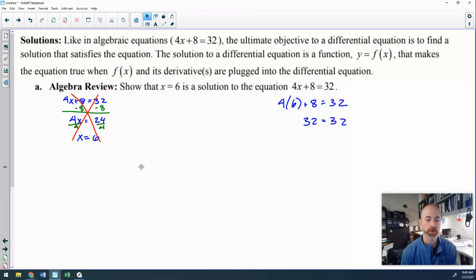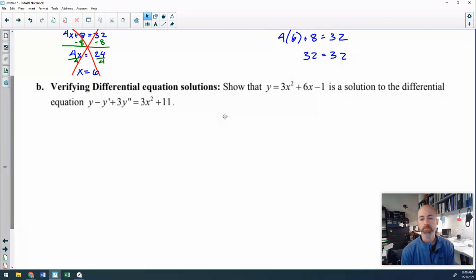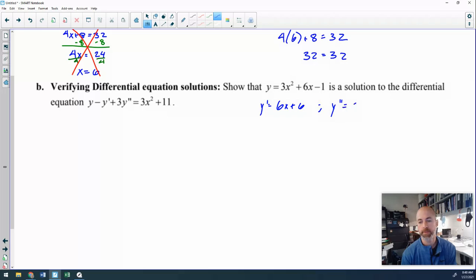Well, that's how we are going to start differential equations. I will give you a proposed solution. I will give you the differential equation, and you simply have to substitute it to show that it is the solution to that differential equation. So here we have y equals this quadratic, and we have this second order differential equation. And if it's a second order differential equation, I will have to find the second derivative. So let's go ahead and do that. So y prime, this is an easy derivative, 6x plus 6, and y double prime is going to be 6.